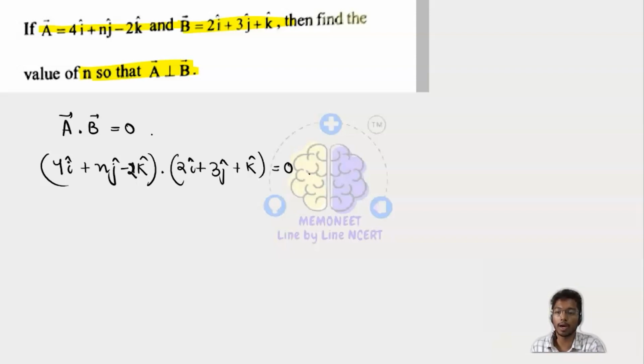So we multiply i with i, that is 4 into 2, 8, plus n into 3, 3n, minus 2, is equal to 0. That will give n is equal to minus 6 upon 3, that is equal to minus 2. So the value of n is minus 2.